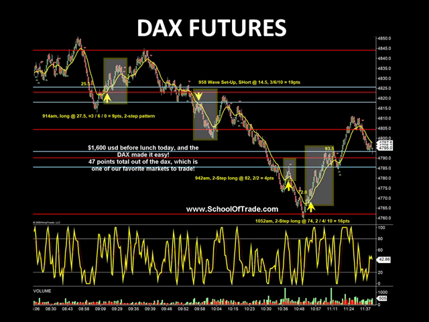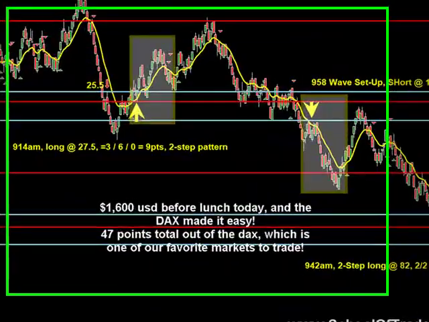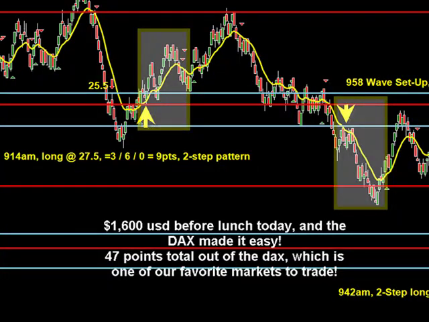We got 47 points out of this market today out of 5 trades. 47 points out of the DAX this morning, which of course is one of our most favorite markets to trade. Now, up in the left-hand corner, you can see how we got the day started here at 9:14 this morning, long at 27.5, took profit at 3 and 6, totals up 9 points total.